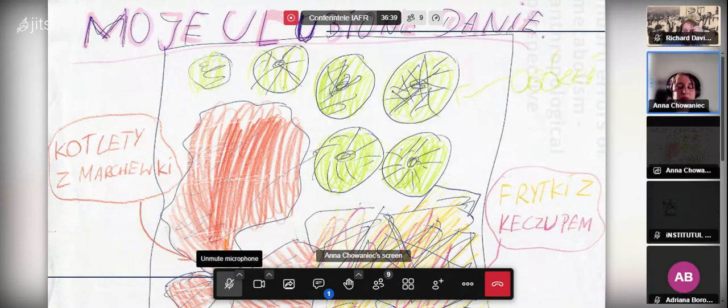That's a drawing that one of the children made for me, which is called My Favorite Dish, and it shows carrot nuggets, so not chicken nuggets, carrot nuggets, cucumbers, and what is it? Fries with ketchup, which is very much in line with the diet that she had. So that's her favorite dinner, let's say.